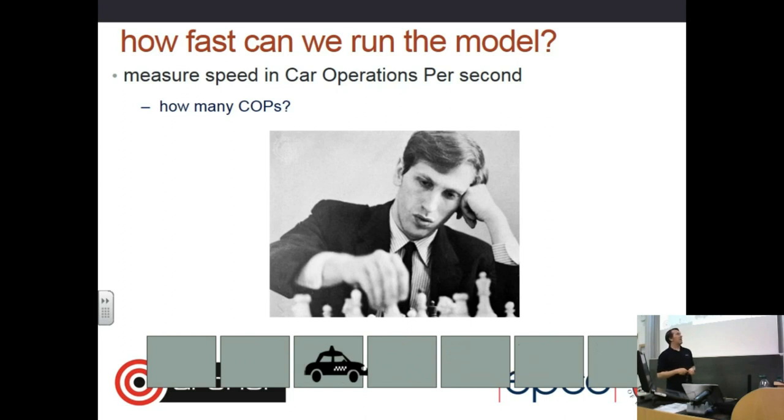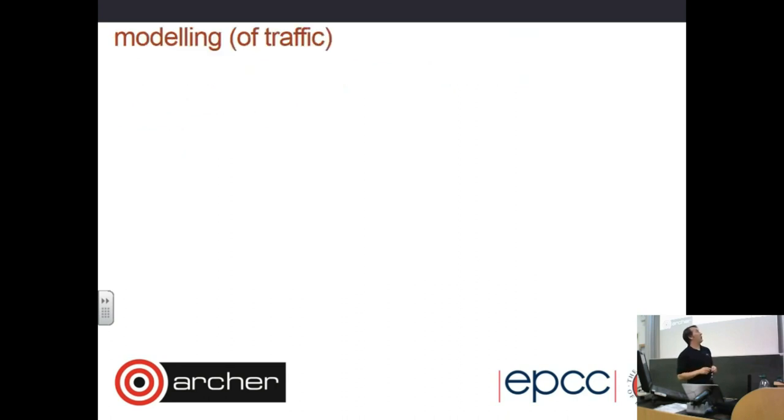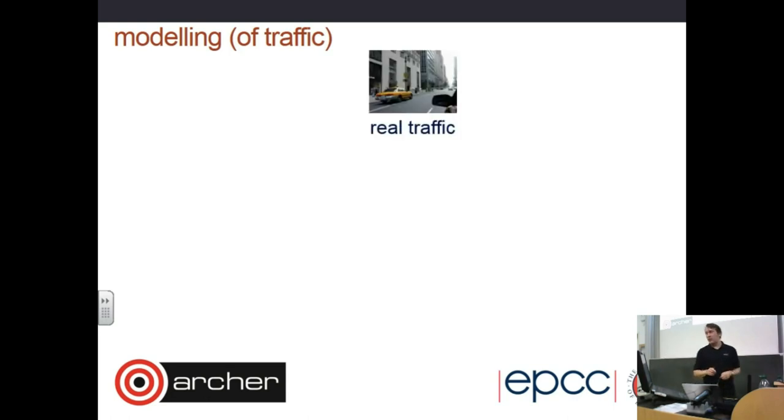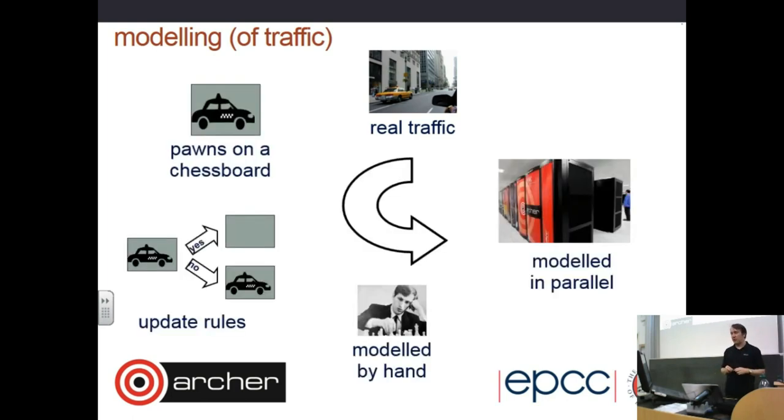So we're going to come back to this, but the exercise we'll talk about next week is: if we had multiple Bobby Fischers, could we make this faster? How would we parallelize this model? The exercise for this week is actually just to program this up as a piece of serial code, and that's on the sheet which I'll cover at the end. But as I said, the way that this works is you've got real traffic, and you say, well, we'll represent that through pawns on a chessboard as a cellular automaton.